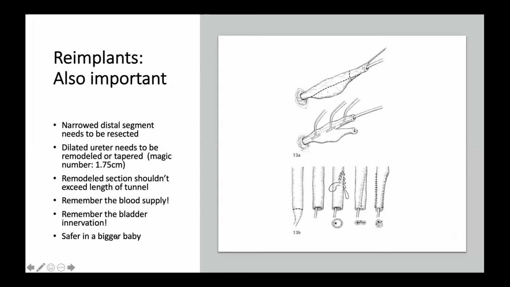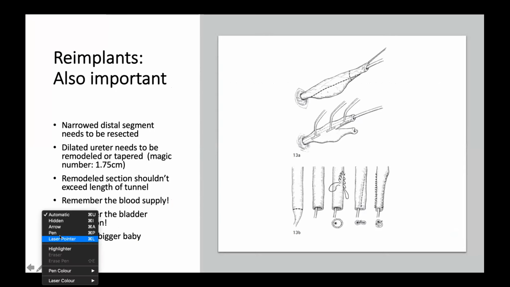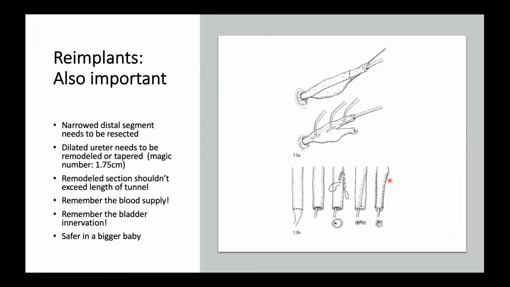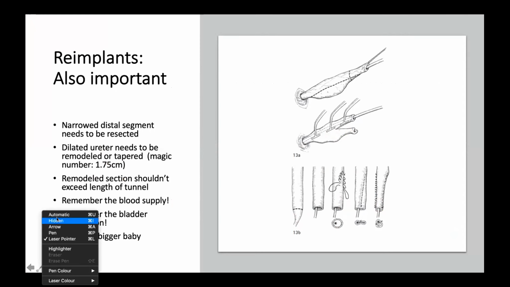Just, things to think about when you're dealing with a megaureter is that you can't just plug this giant ureter straight back into the bladder, and you need to taper it a bit. You need to excise this distal narrow segment. And then depending on the size of the ureter, you can try to just fold it or taper it like this, which theoretically helps to preserve a bit of blood supply. But there's this magic number of 1.75 centimeters. If it's wider than that, you actually need to consider resecting a bit of ureter, which can lead to blood supply issues.